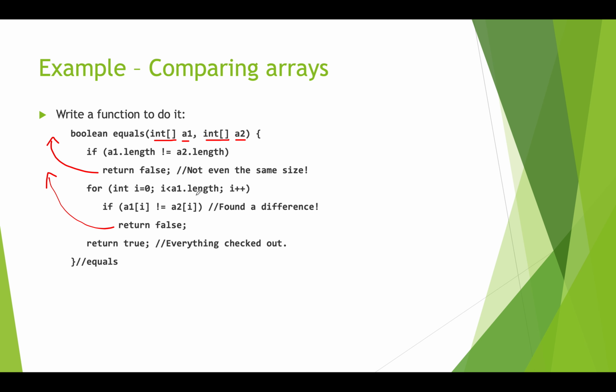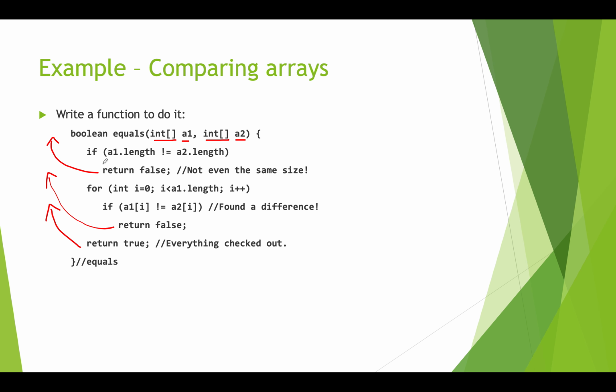If we get through this entire for loop here, then we haven't returned false, which means that the two arrays are the same length and every pair of elements that we compared were the same. And in this case, we return true.